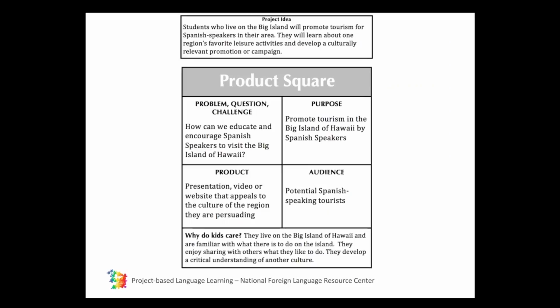So students will give a presentation, a video, they'll create a website. It looks like they have some voice and choice here that is persuasive. And so this teacher said his students would care because they live on the Big Island and are familiar with what there is to do on the island, so they're engaged in that. And they enjoy sharing with others what they like to do, and they would enjoy developing a critical understanding of another culture.